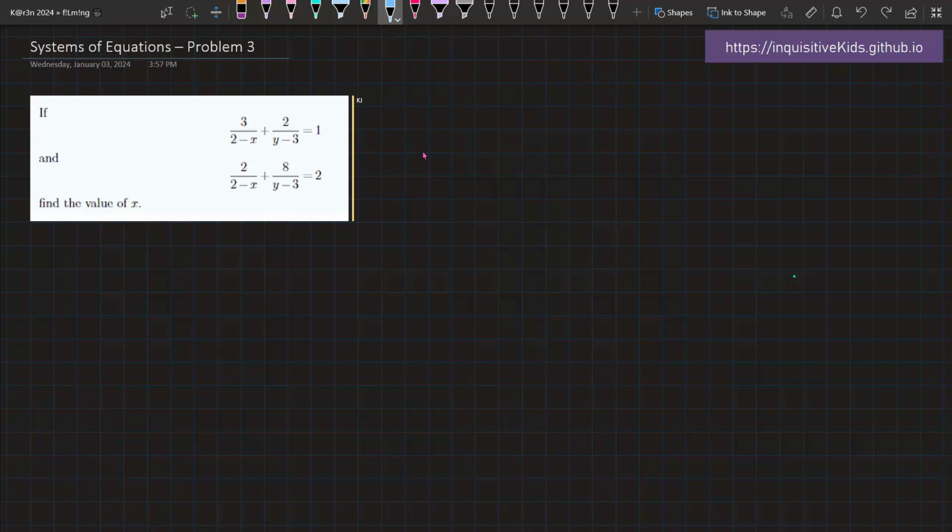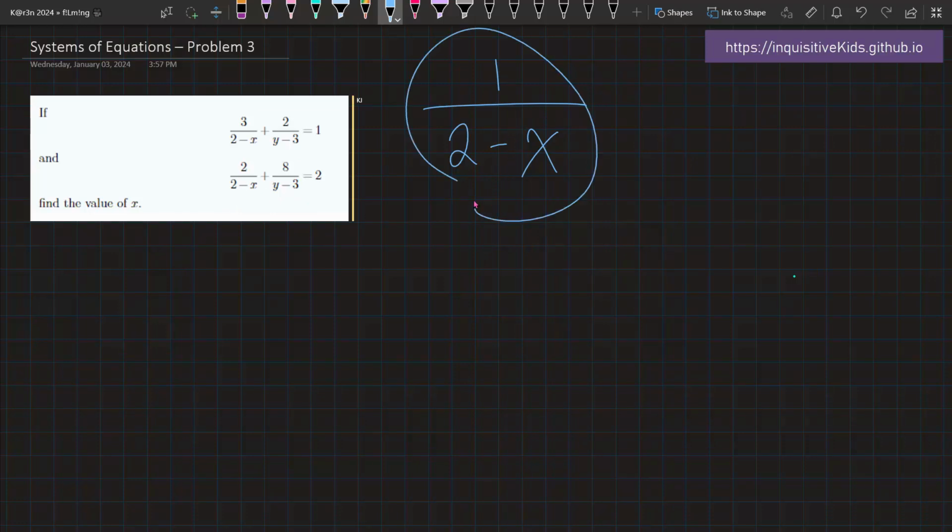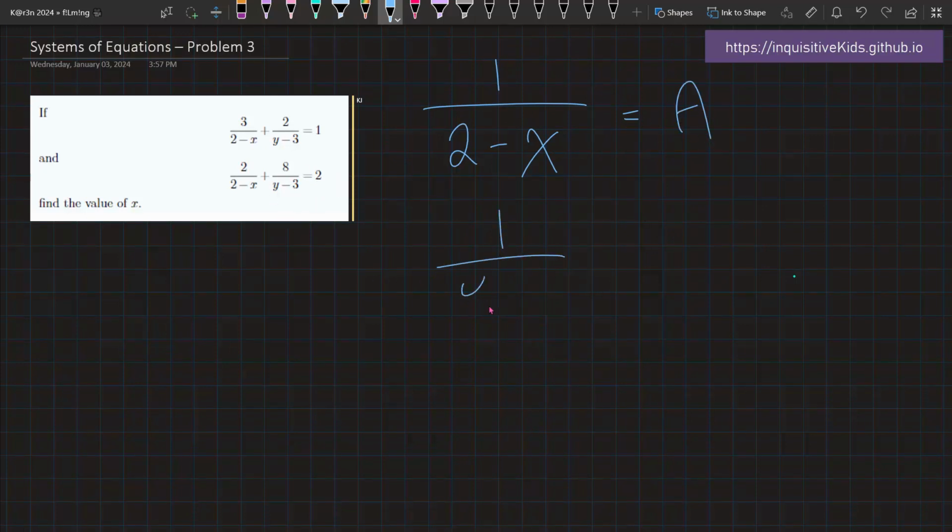So here, what is one expression that we see coming up again and again? You might say 2 minus x, but there's actually a bigger one. It's part of the bigger expression 1 over 2 minus x, since we notice that it's always appearing on the denominator. So we can set this entire fraction as one variable. Let's call this a. Now we can call 1 over y minus 3 as b.